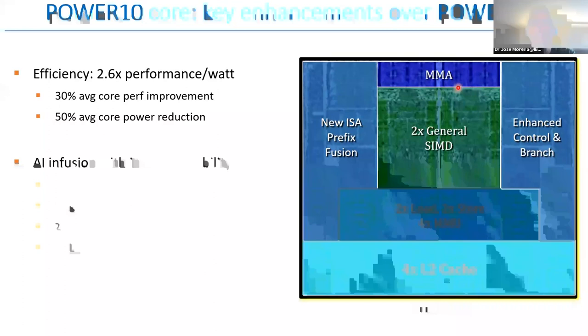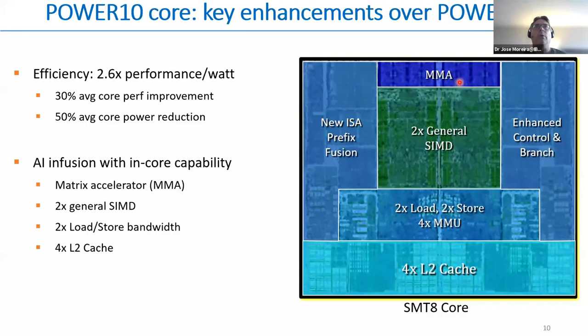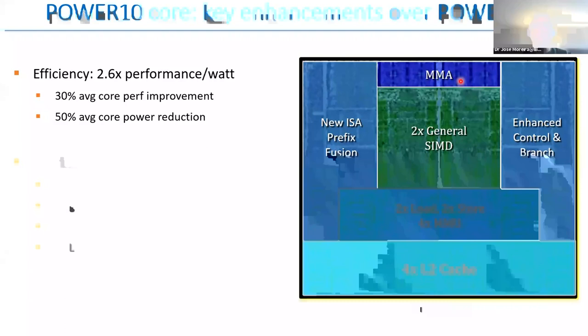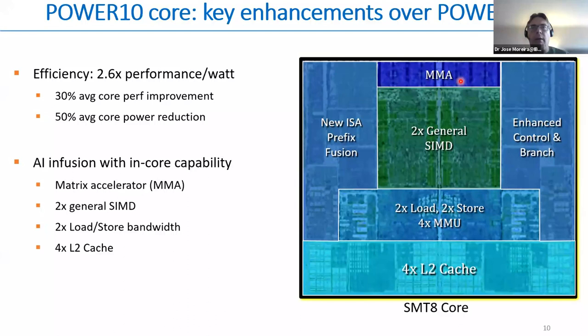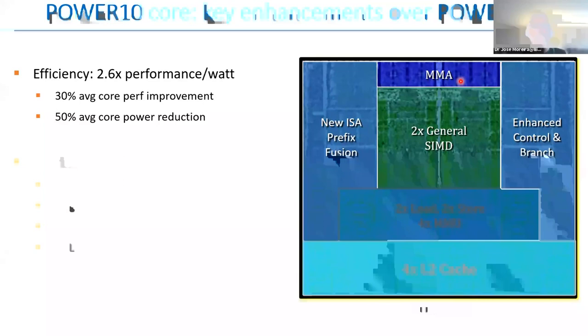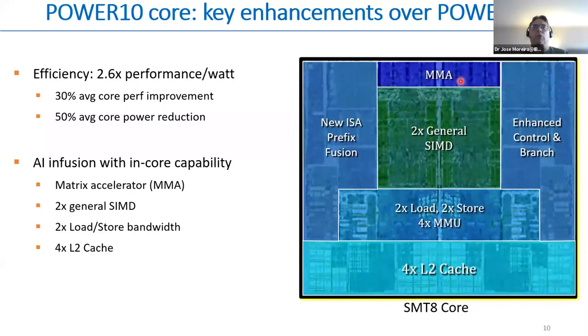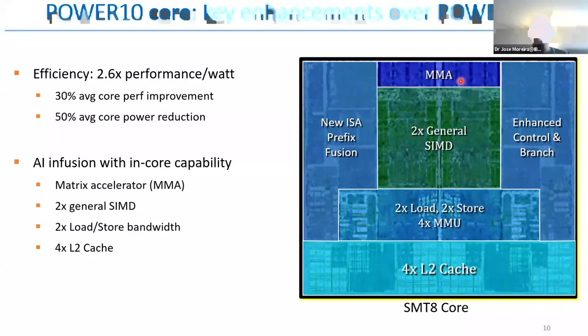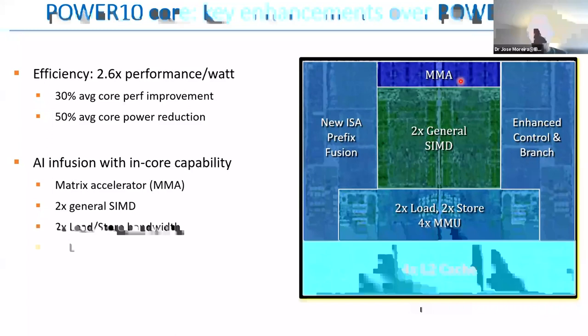If you don't use it, because not every code has matrix computations, right? If you do traditional transaction processing, or even SPECint, or you're running Python code that does some general computation, it may not have any matrix computation. So the matrix units are power gated. If you're not doing matrix computations, they don't use anything. If you are doing matrix computations, they are more efficient than the vector unit. So the program actually runs with less power and faster.